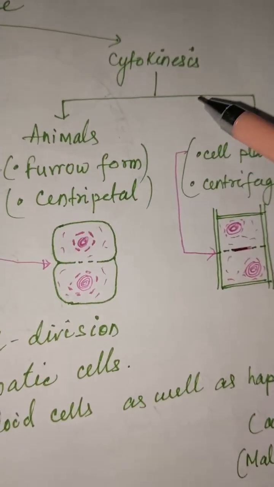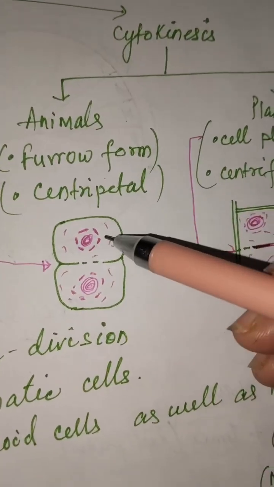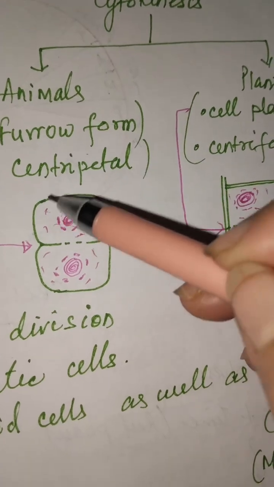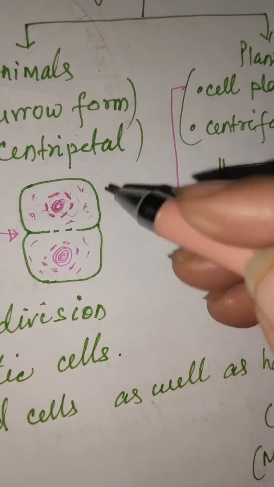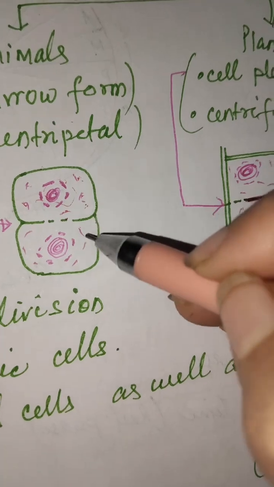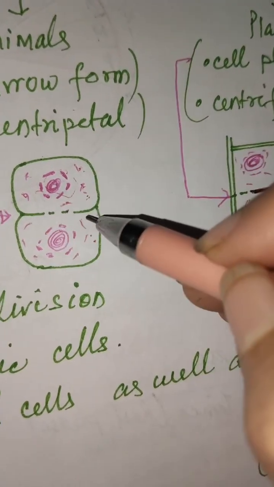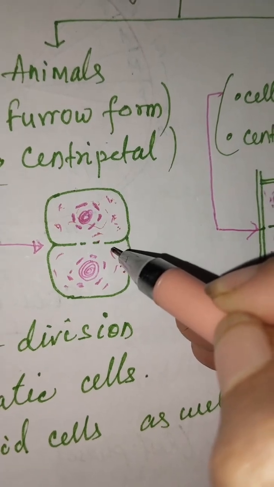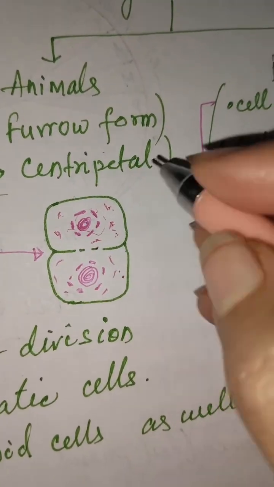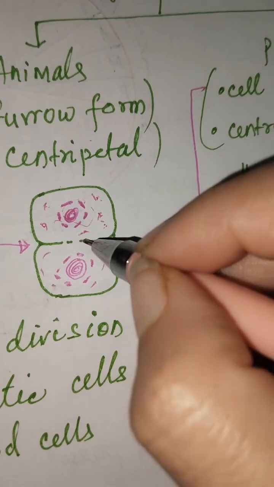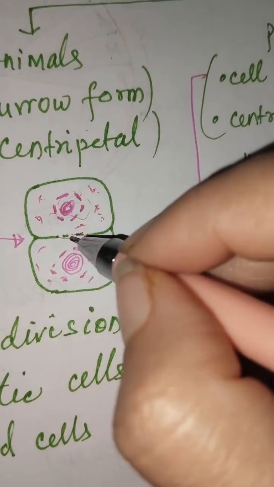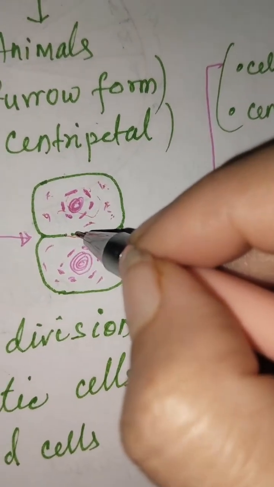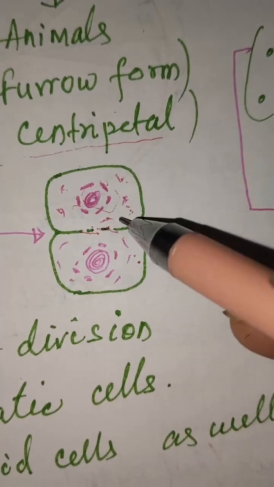See how cytokinesis occurs in case of animals. Now the nuclear membrane is formed, the cell organelles have been developed, or they are reformed. Now the cell needs to be divided. The cytoplasm of both the portions needs to be divided. From the side a furrow is formed. In animals a furrow is formed. So this furrow then develops and moves towards the center. As it is moving towards the center, here the centripetal type of division occurs.